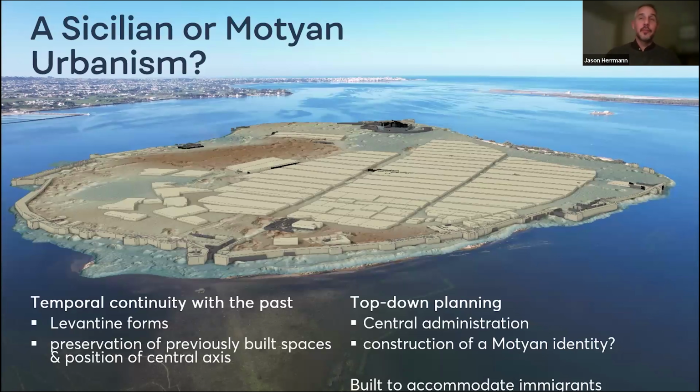So we have the parts of the past, and we have this gridded plan from their contemporaries elsewhere in Sicily and the Mediterranean, mostly the Greeks. This signature, we are beginning to argue, may be a Sicilian expression of punicity, a special Motyan flavor of urbanism.